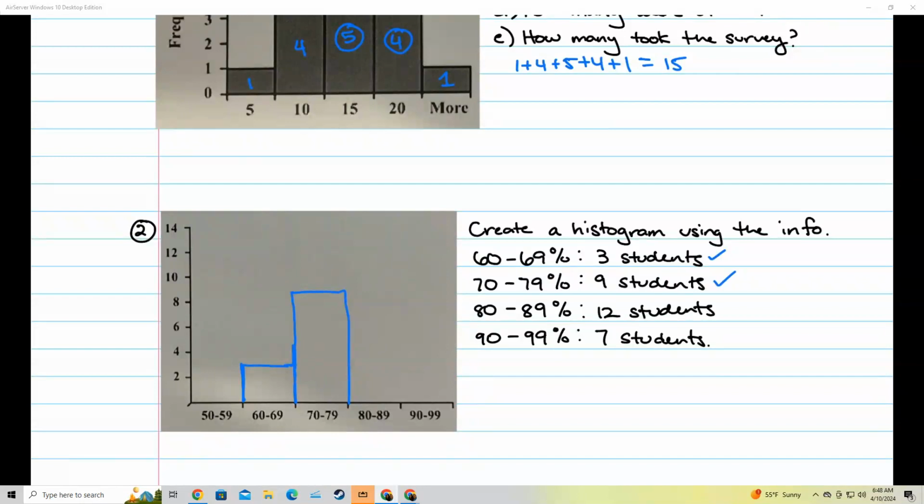Okay. The next one says how many students scored between 80 and 89%. Well, there's my region right there, and it says it's 12 students. So 12 students is going to land exactly on this line. I need to make sure it goes up that high. So let's see, I'm going to go up, up, up, up, up until I reach that 12.